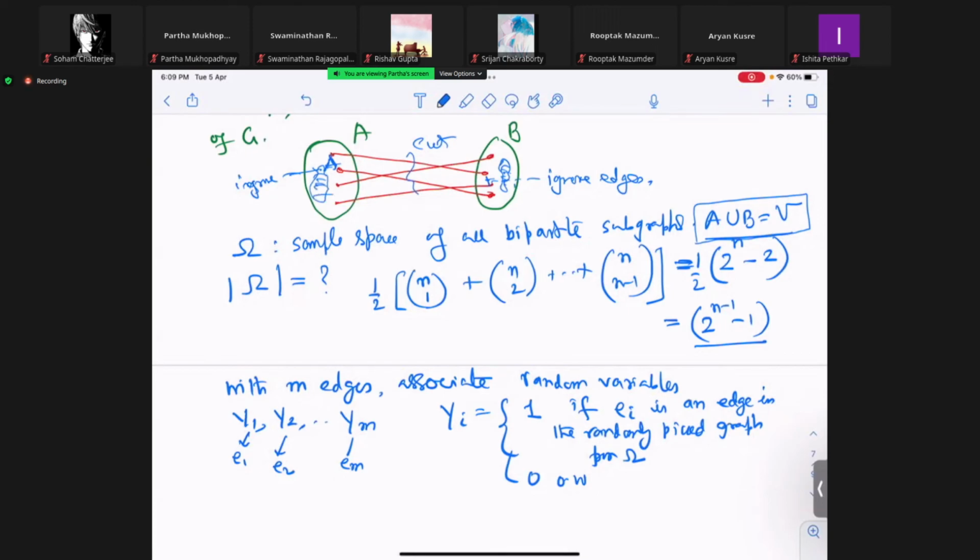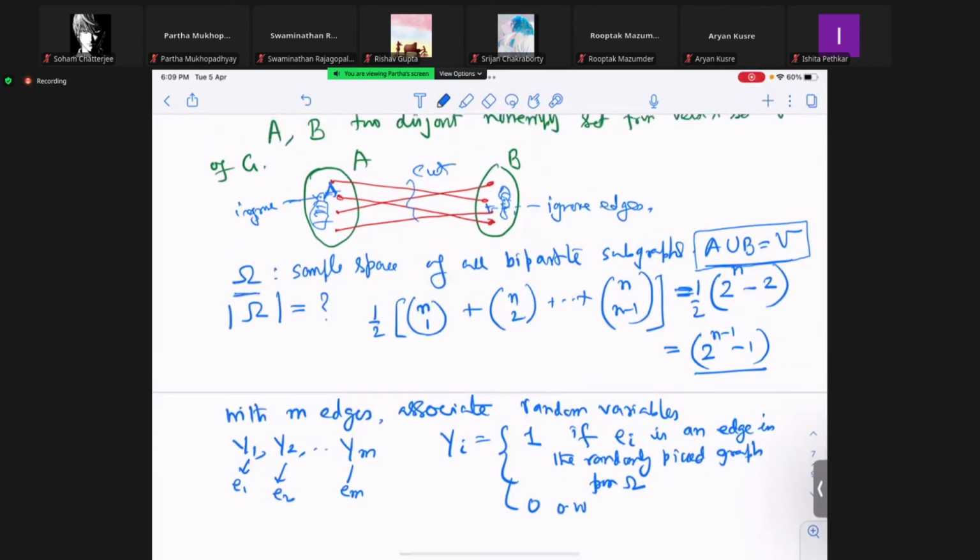So when we say yi is equal to 1, then we mean that ei is a cut edge. Exactly, ei is a cut edge. That's the reason I wrote it is in the randomly picked graph from my sample space omega, which is itself like a set of bipartite graphs. So that means it's a cut edge.